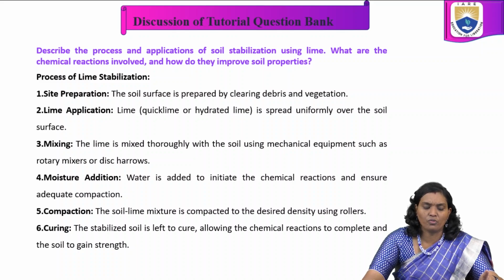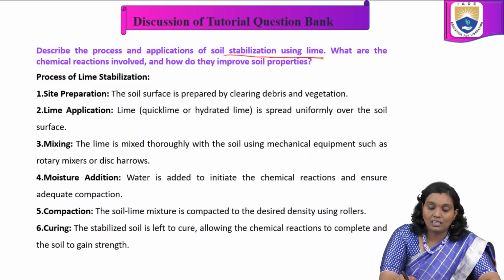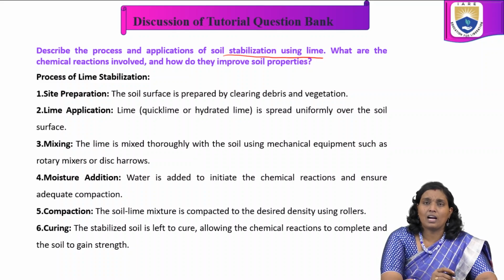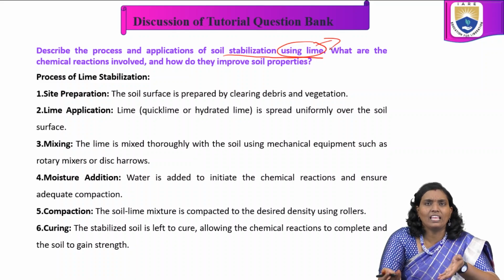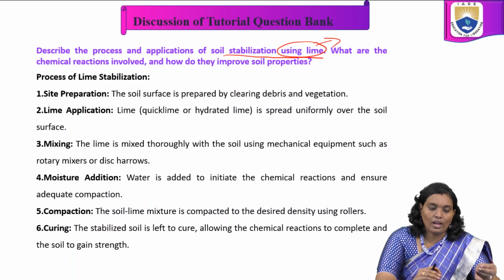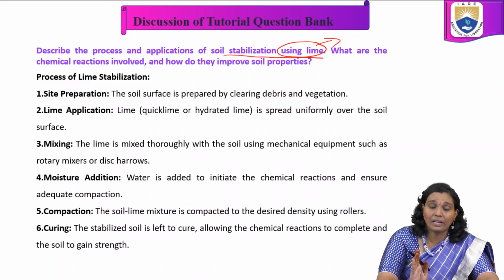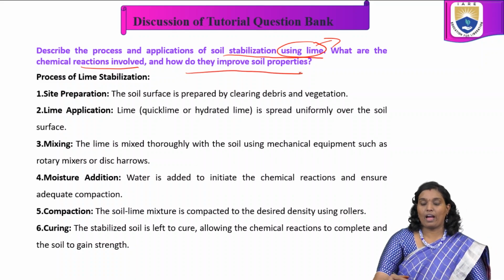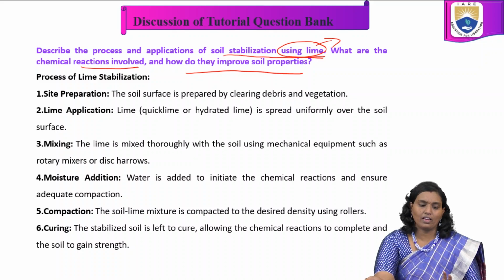So in this module, we are going to describe the process and application of soil stabilization using lime. So this is what we discussed first. This is one kind of question. In this, using lime, using cement, using any other kind of chemical, they may ask. So according to this, we are understanding the process and applications of soil stabilization using lime. What are the chemical reactions which are involved? How do they improve the soil properties? It may ask cement in place of lime, any other kind of chemical they may ask.